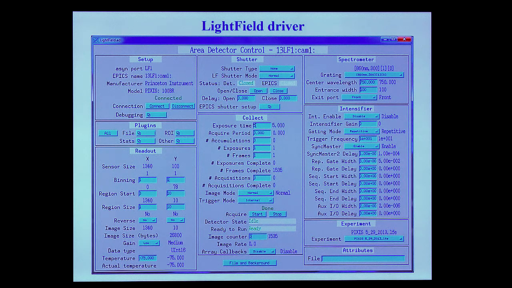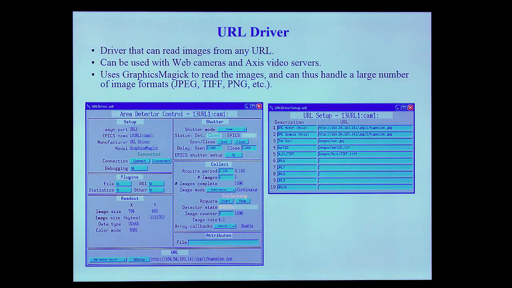All the controls here are basically just driving that light field application. So that's just another example of a way an area detector driver can work. This is yet another one. This is called a URL driver.